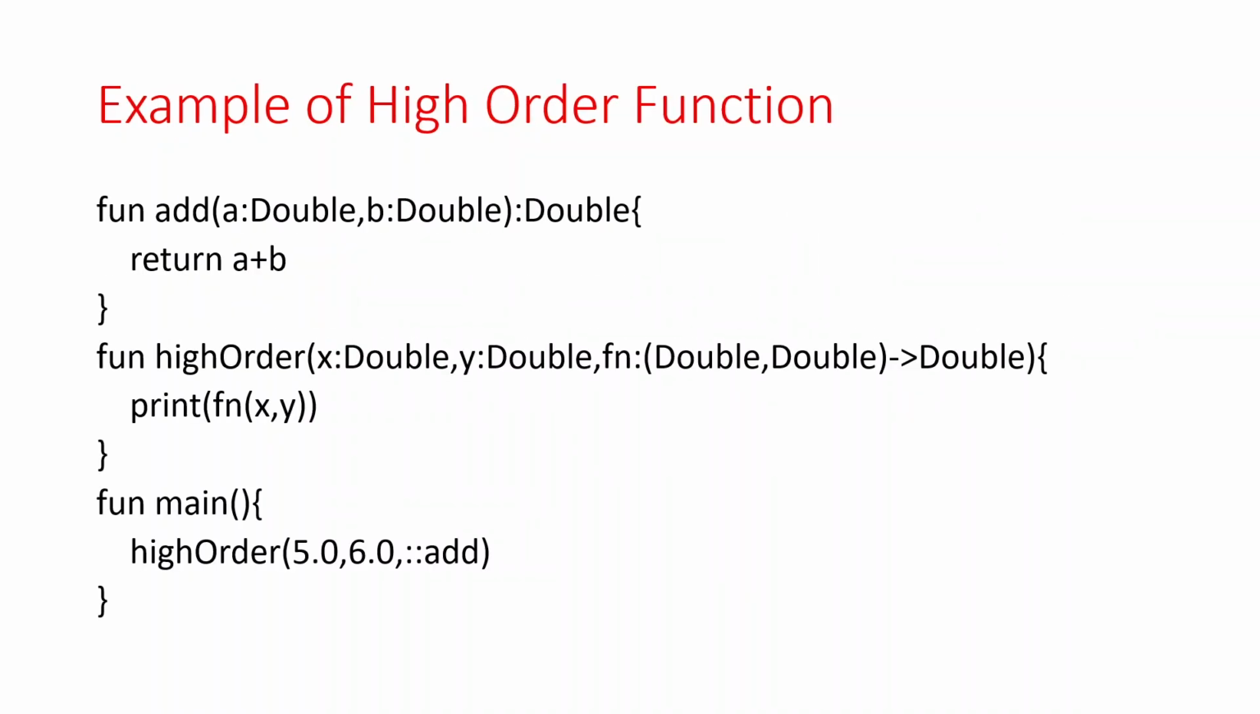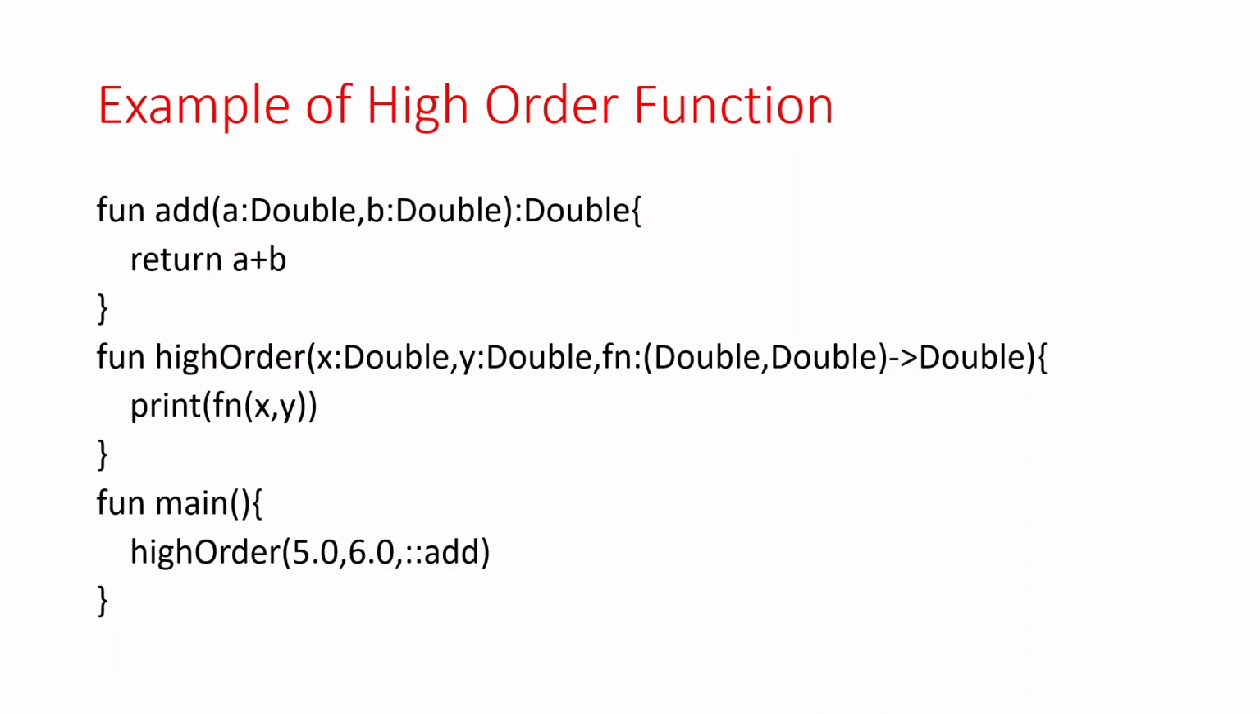Here is an example of a high order function. I have created one function named add, and I have passed two parameters there, a of type double, b of type double, and it will return the type double. It will return a plus b. Now I have created one high order function. It will take two parameters, x of type double, y of type double. The next parameter will be another function. I have created one function and passed two parameters in it of type double, double, and it will return double.